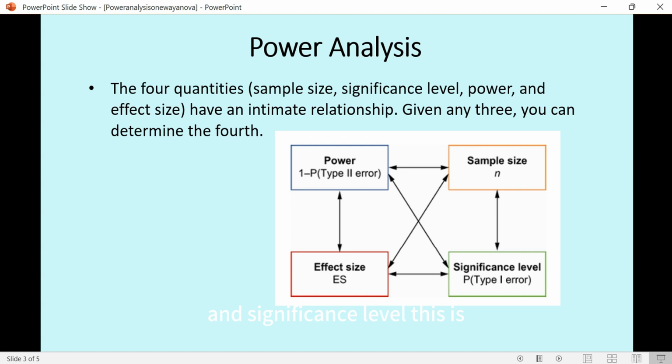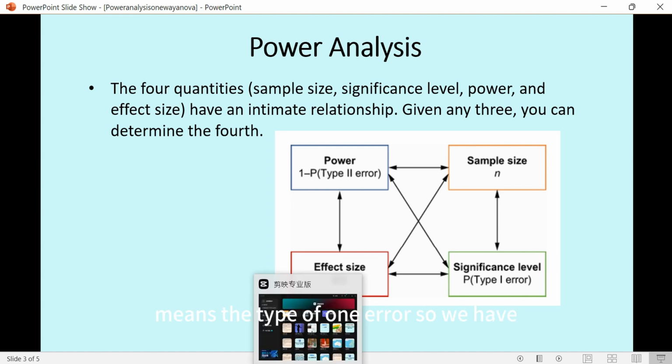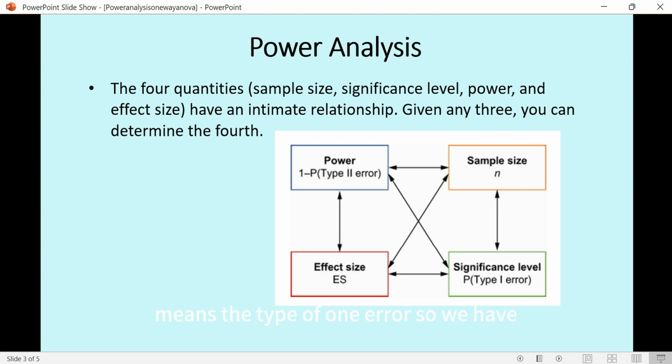And significance level, this means the type 1 error. For example, a 0.05 significance level, which means if we reject the null hypothesis in a test, we will make an error as large as 0.05. So we hope this item will be small enough, right?